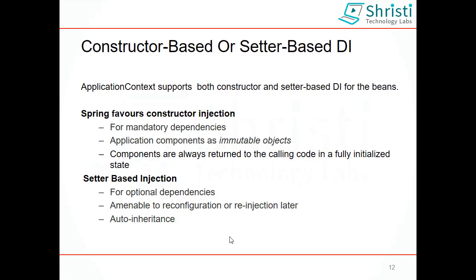Go for setter based dependency injection in case of optional dependencies. Whenever you want to add any kind of dependencies at a later stage, use setter based dependency injection. So this is about constructor based dependency injection. We have seen examples using XML metadata configuration. Moving forward, we will be going in for annotation based metadata configuration.